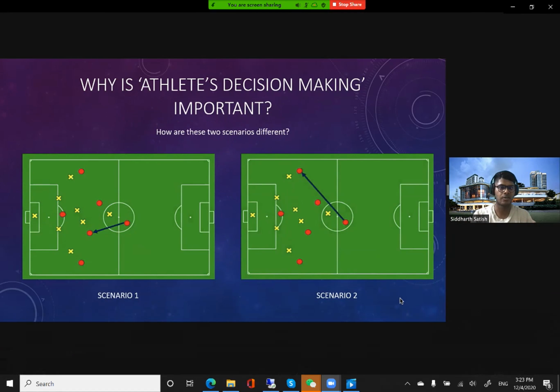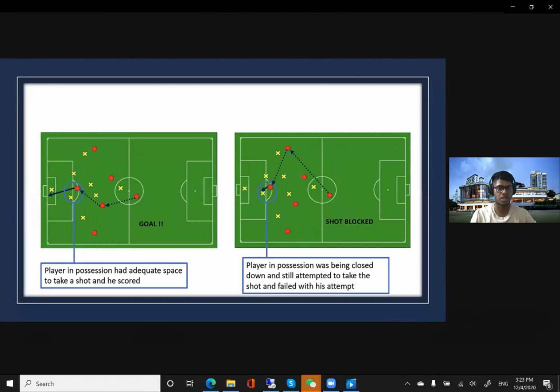Firstly, they are different because one of them led to a goal and one of them did not, and also because the preceding steps to the goal were a different sequence of passes in the first scenario compared to the second scenario.